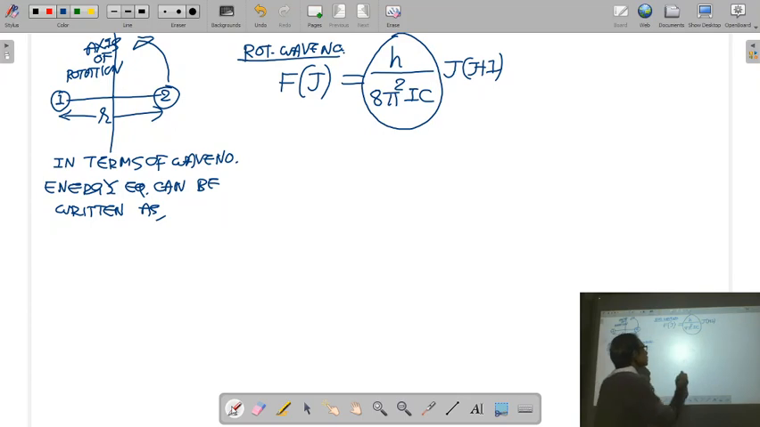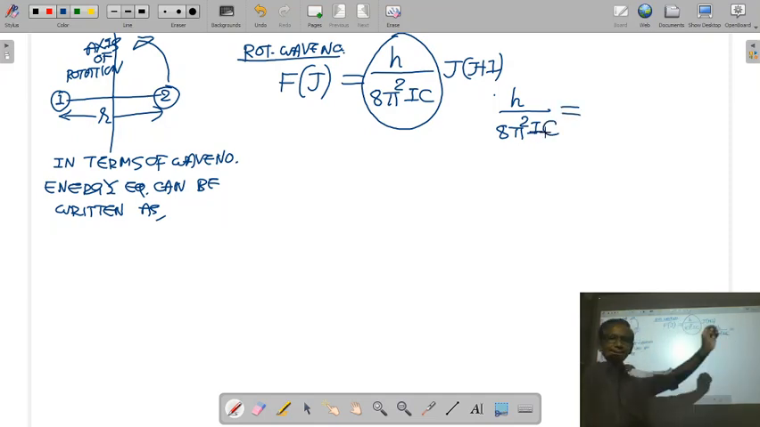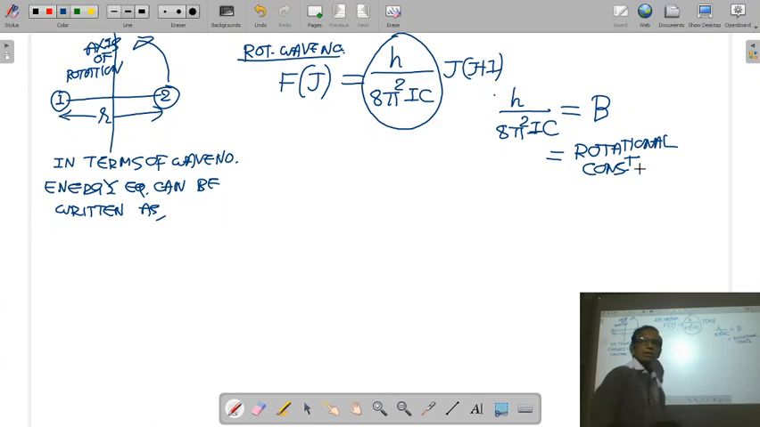The h upon 8 pi square Ic term is a constant term, and it is denoted by the symbol B. This B is called the rotational constant. Now can you imagine what is the unit of this rotational constant B? So h upon 8 pi square Ic is a constant term. It is called the rotational constant, denoted by symbol B.